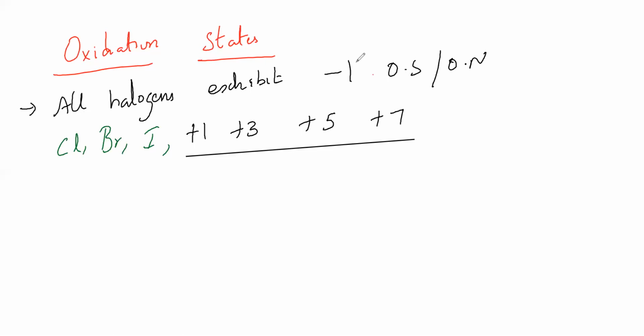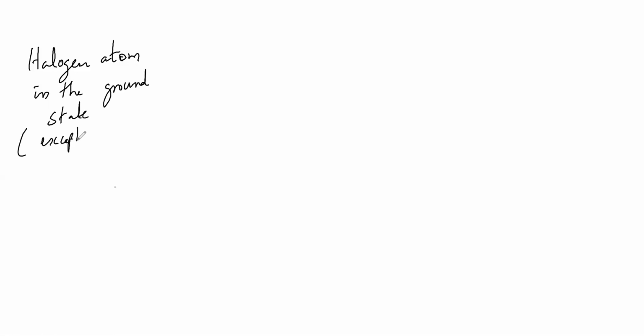So, halogen atom in the ground state. I'm talking about halogens other than fluorine, so on a fresh page I'll write: halogen atom in the ground state, except fluorine.